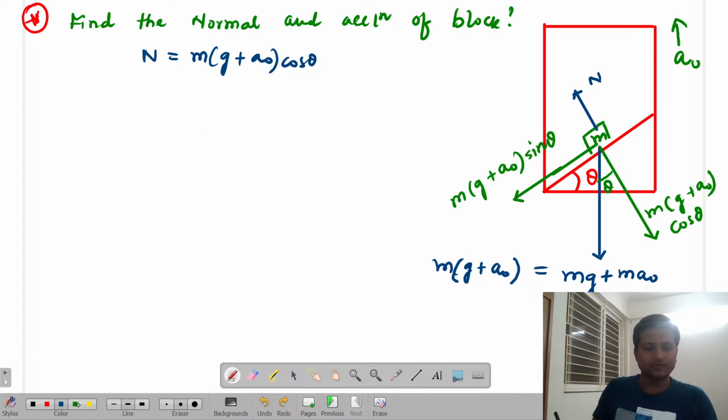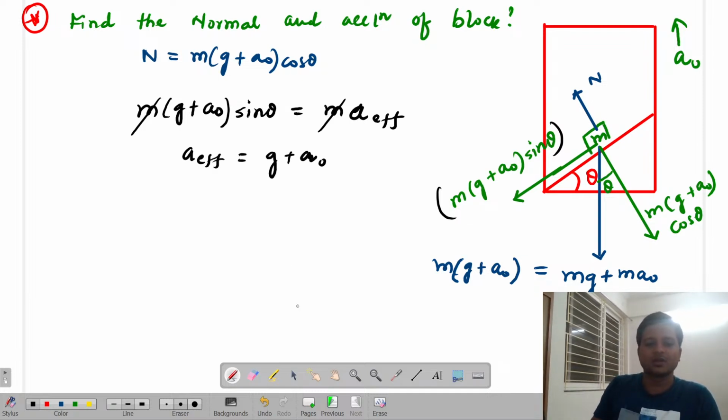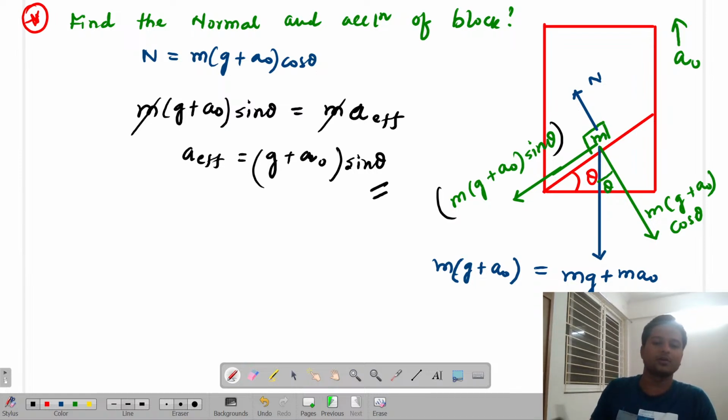Now, if I know this, then I also know one more fact. This is my normal. Now, if we look into the mass, this is my external force acting over here, and that external force is trying to accelerate my block. So M into (G plus a naught) sin theta is equal to M a effective. Yes, cancel. And what is my effective acceleration down the inclined plane? Once again, this is independent of mass, but dependent upon the lift's acceleration. So (G plus a naught) sin theta. Are you able to get me or not?